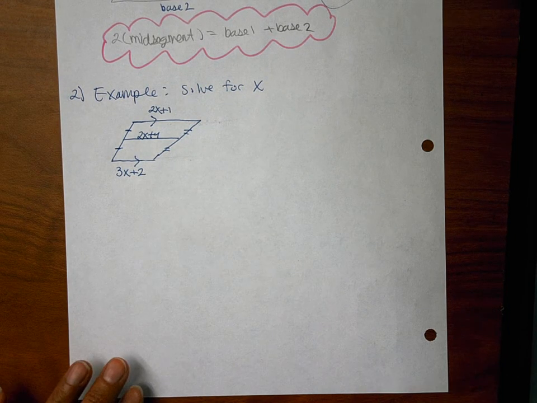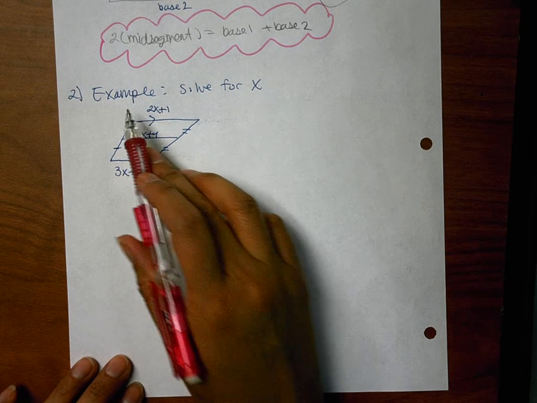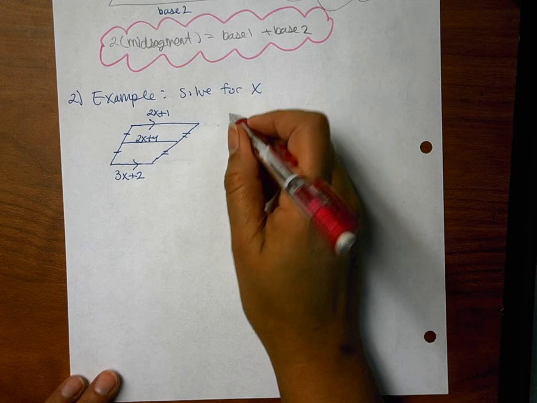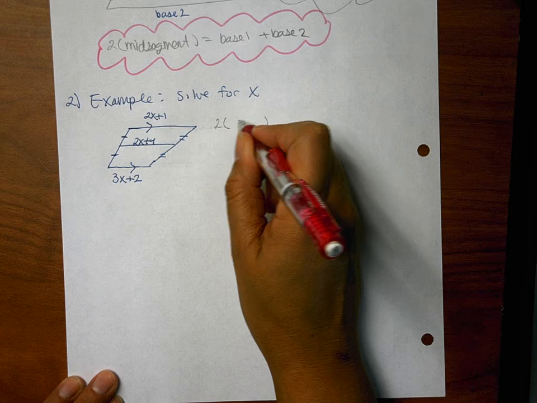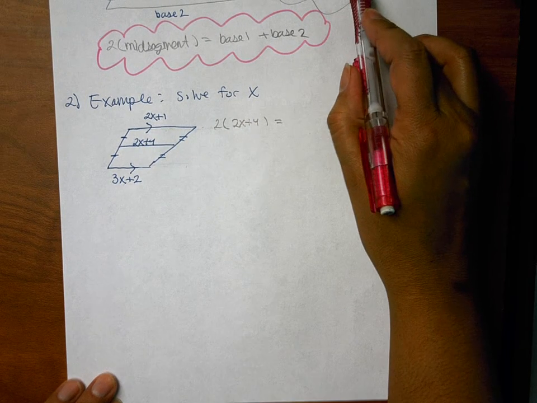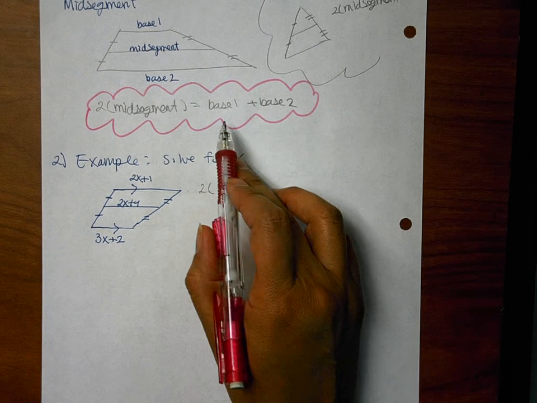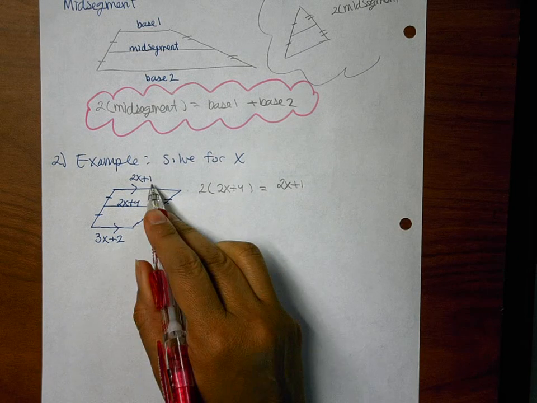Okay, you're going to have something very much like this on a quiz, on a test, even on the worksheet we're going to do in class. So, solve for x. Because of those markings, we know that 2x plus 4 is the mid-segment, and according to this formula, we double the mid-segment. And some of you forgot to double on the last test, on this type, so please don't forget to double. Equals not just base 1, but there's two bases, so we add them together.